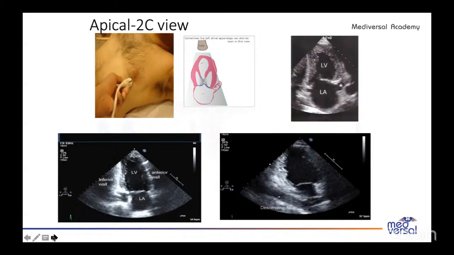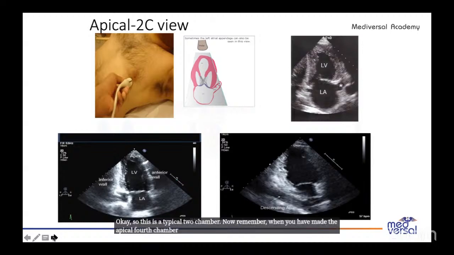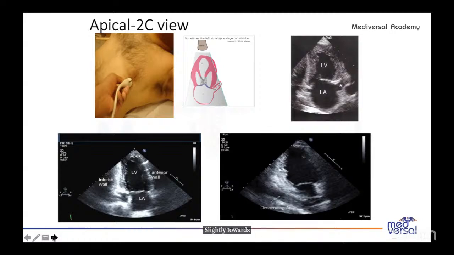Okay, so this is apical two chamber. Now remember, when you have made the apical four chamber, the pointer was below the nipple, but parallel to the clavicle. But now if you move the pointer just below, keep it below the nipple, slightly towards the nipple, it becomes the two chamber view. The upper one is the anterior wall, the posterior wall is the inferior.